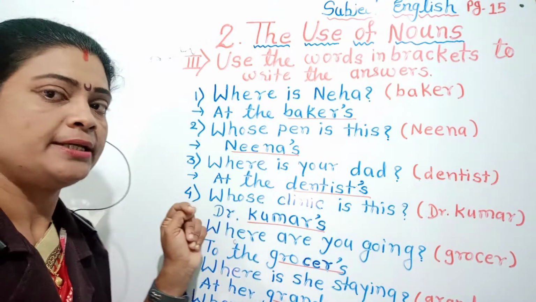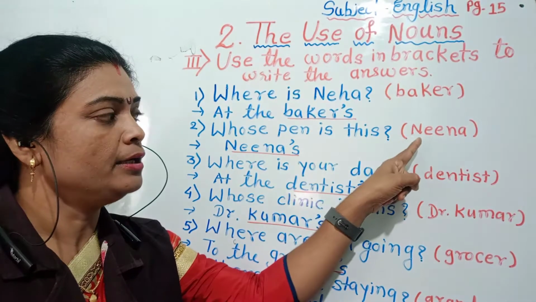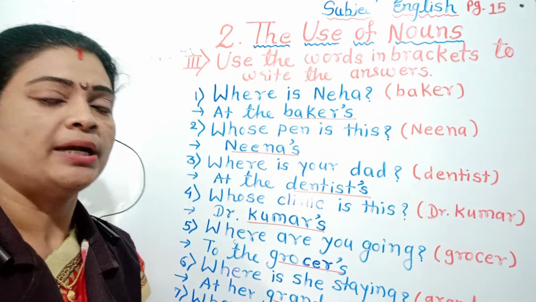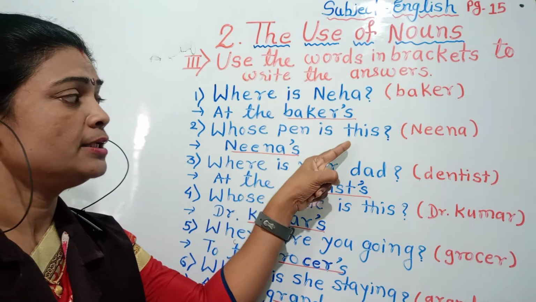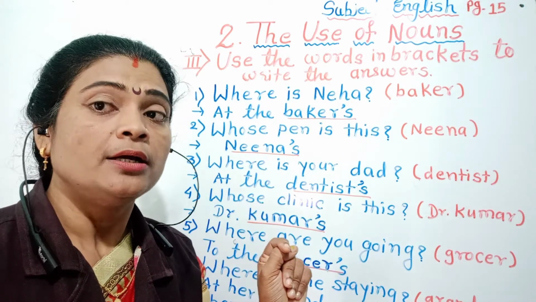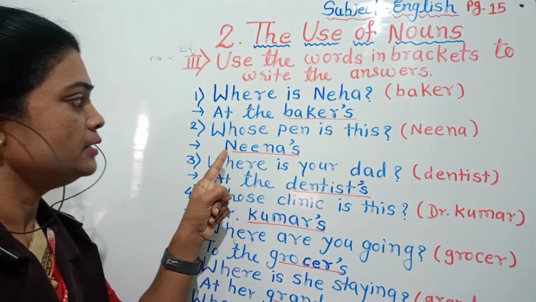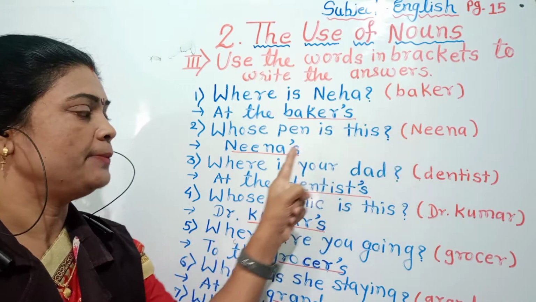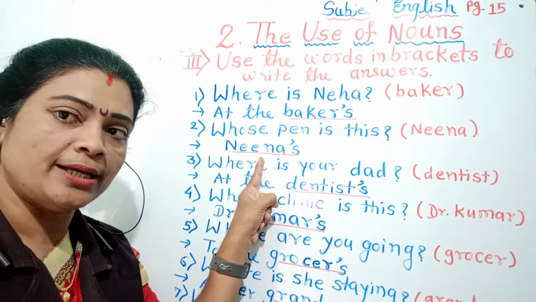Now see the second example. Whose pen is this? And in the bracket the word given is Nina. So how can you write the answer? By using apostrophe s. Whose pen is this? That means who is the owner of this pen? It indicates that we use apostrophe s for ownership. In the bracket is given Nina, so now it's Nina's pen. We can write, that is Nina's pen.